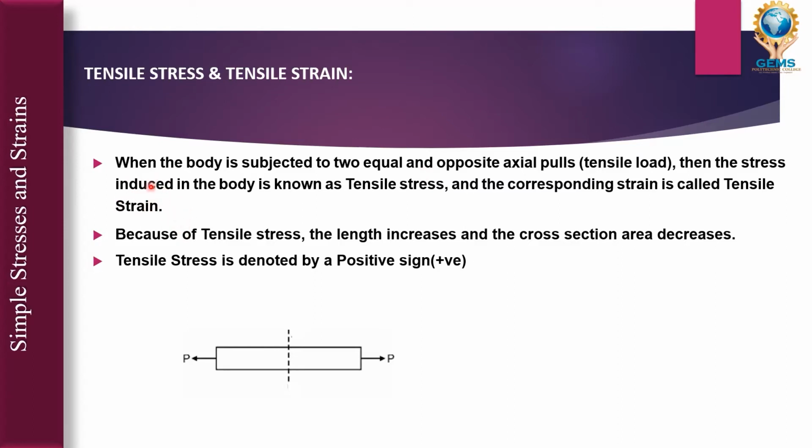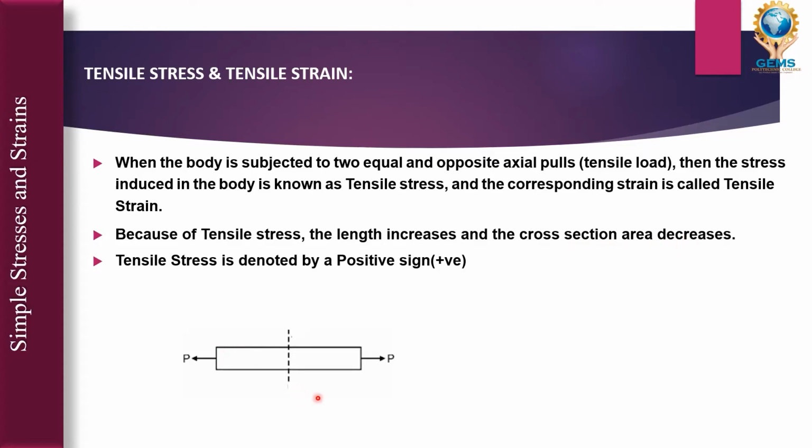Tensile stress: when the body is subjected to two equal and opposite axial pulls, that means tensile load, then the stress induced in the body is known as tensile stress, and the corresponding strain is called tensile strain. Understand? Because of tensile stress, the length increases and the cross-sectional area decreases.